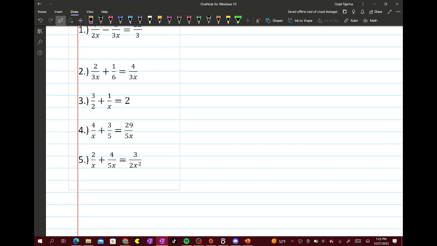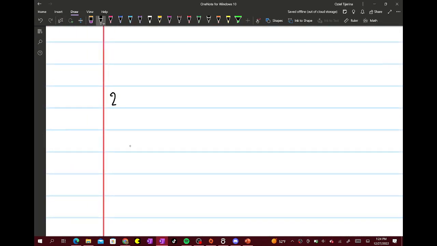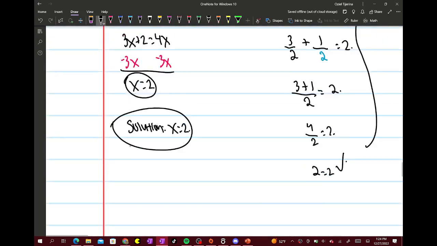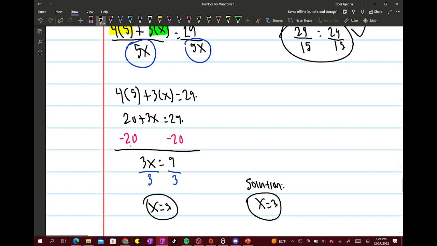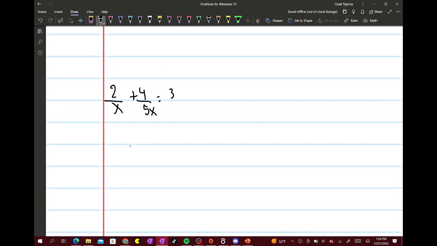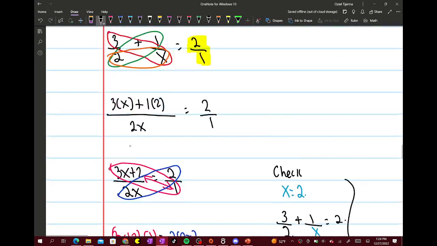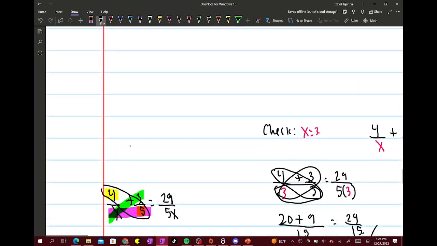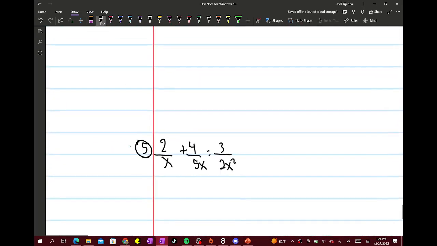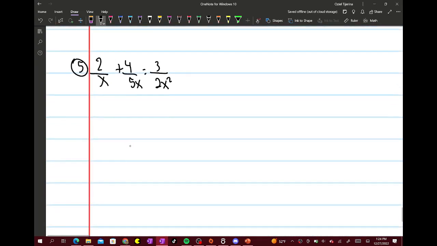So we have 2 over x plus 4 over 5x equal to 3 over 2x squared, right? So this is number 5, I think. Yes. So here we're going to do the same thing.